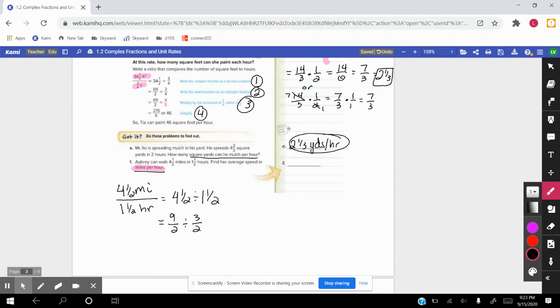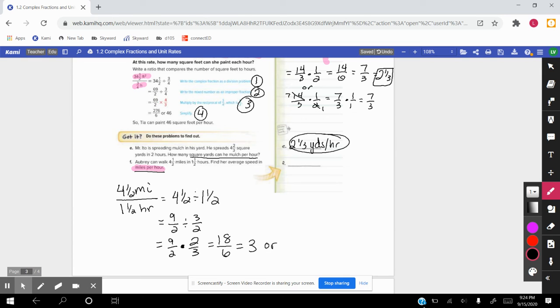Step number 3, multiply by the reciprocal for the second fraction and multiply. 9 halves times 2/3. Again, you can multiply across. That gives you 18/6, which is reduced down to 3.